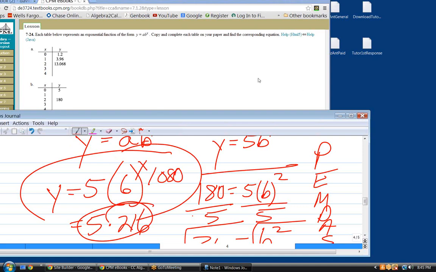How did you get the 216? I took 6 to the third power. I substituted 3 for x. Do it on your calculator. 6 to the third power is 216. Okay. And then 5 times 216 is 1,080. So when x equals 3, y equals 1,080. How about when x equals 4?